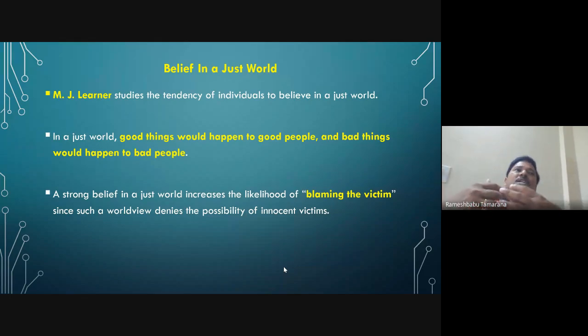Sometimes we ascribe the character of an individual when we don't know anything about it, but still we ask, who asked her to go, what was the purpose of her going out? Because you believe in a just world, your tendency to blame the victim comes under this particular attribution error.